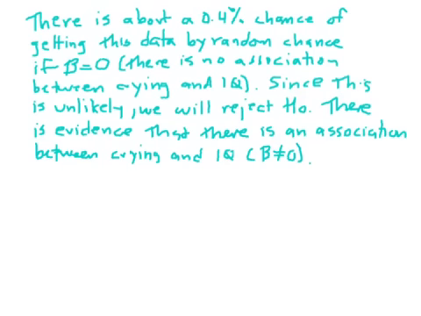And then we just write our last paragraph. It means exactly the same thing as it has meant all along. There's about a 0.4% chance of getting this data, meaning these particular points or the particular babies we looked at, by random chance if beta actually equals 0, which in English would mean there's no association between crying and IQ. Since this is unlikely, we'll reject the null hypothesis, and there is evidence, in this case, that there is some association or some relationship or some correlation between crying and IQ, which basically means that beta doesn't equal 0.